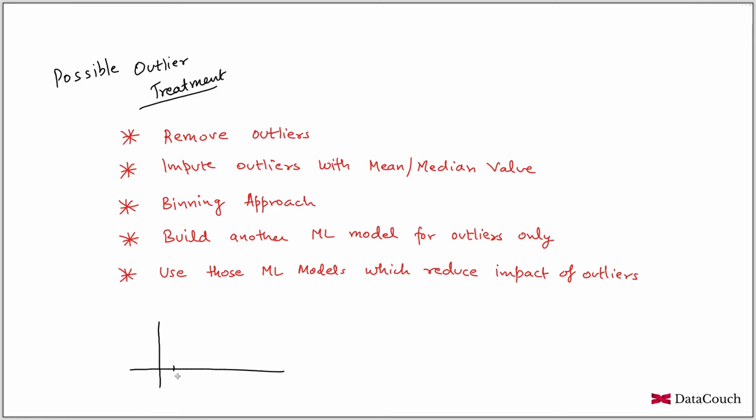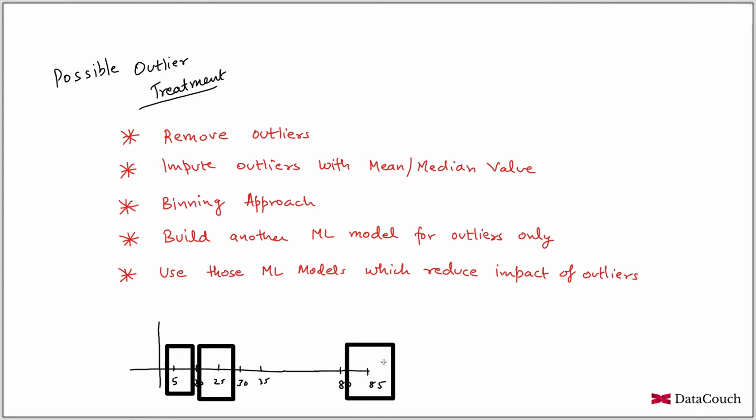Let's take one example. We have some users who are 5 years old. You were not expecting users of your application to be 5 years old. Mostly your users are 20, 25, maybe 30 or 35 years. But there are also some users who are 80 or 85 years old, which you were not expecting. If you create buckets on top of this data, you can say users below 20 years is one bucket, users between 20 and 30 is another bucket, and users above 80 years is another bucket. So the outliers are now part of these buckets, and they are binned together. That is called the binning approach.